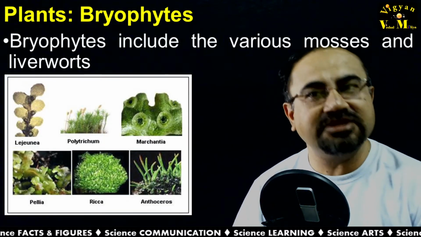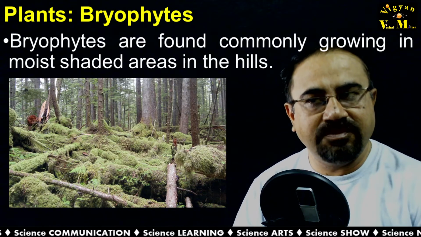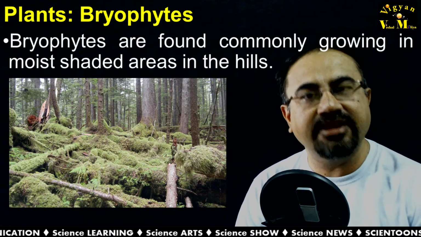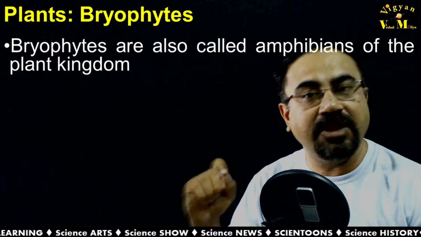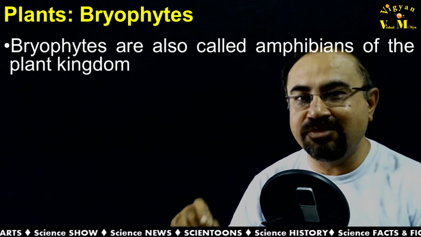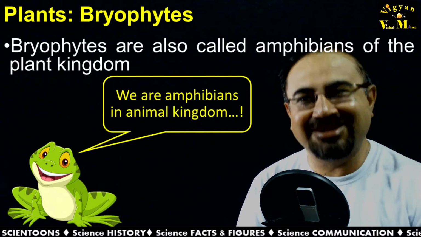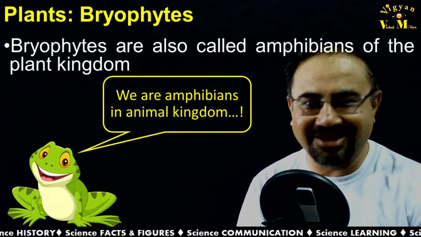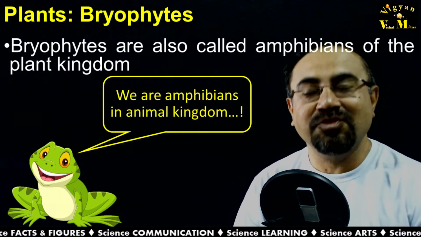Bryophytes include the various mosses and liverworts. These bryophytes commonly grow in moist shaded areas in the hill region. They are known as amphibians of plant kingdom. When we say amphibians of plant kingdom, automatically one of the synonyms comes up and says do remember we are the amphibians of animal kingdom, and that is nothing but the frog.